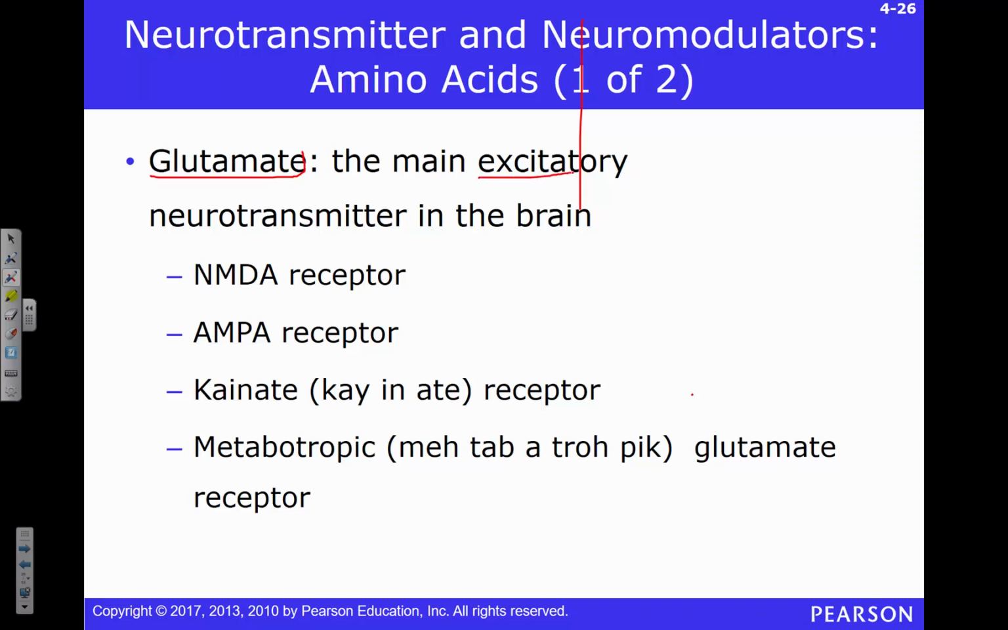This is the main excitatory neurotransmitter in the brain. When we say it's excitatory, that means it opens ion channels for cations. What are cations? They're positive ions, right? They got that plus sign hanging off of them, okay? We're going to talk a lot about glutamate later in the semester when we talk about learning and memory.